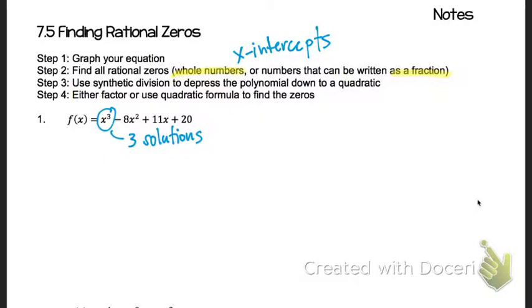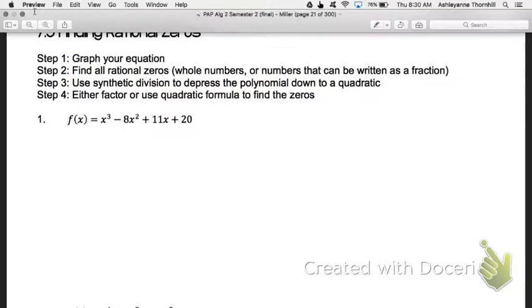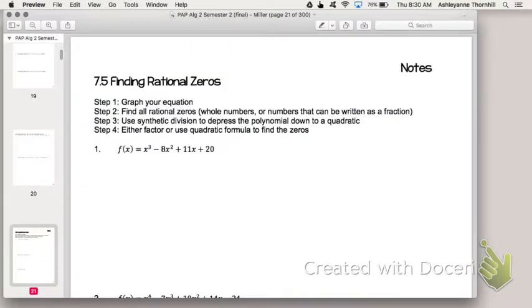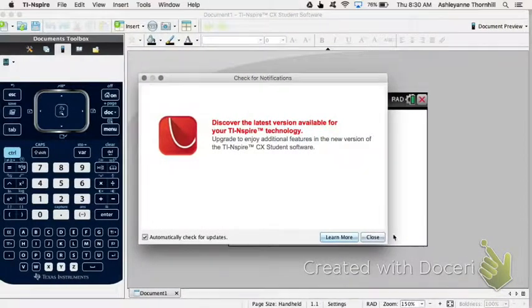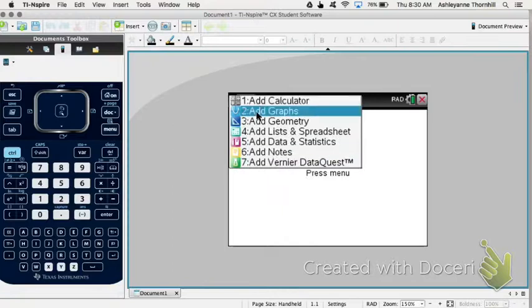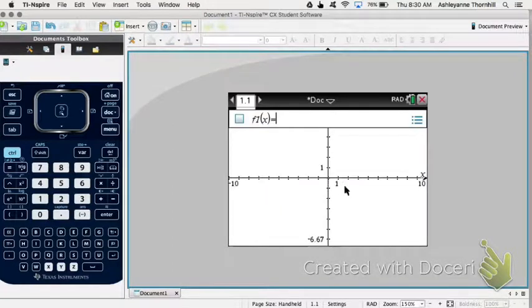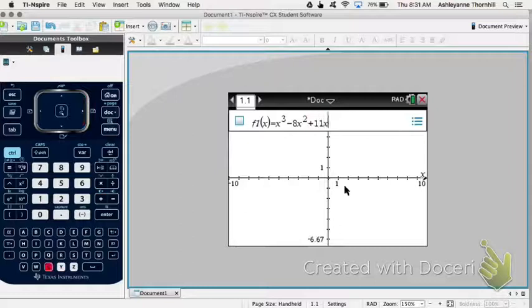So I'm going to take this function and put it into my calculator. So I'm going to bring this over. You're going to add the graph. And what is the function? X cubed minus 8x squared, is this right? 8x squared plus 11x plus 20.